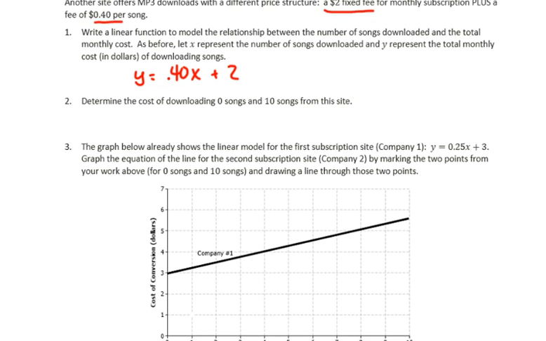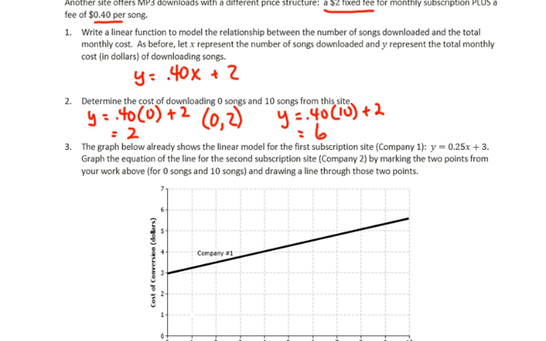So the second question says to determine the cost of downloading 0 songs and 10 songs. So I plug in 0 into the equation. That's if I buy 0 songs. And I get $2. So when x is 0, y is 2. And then I plug in 10 for songs, and I figure how much that is. This is $6. So if I buy 10 songs, I pay $6.